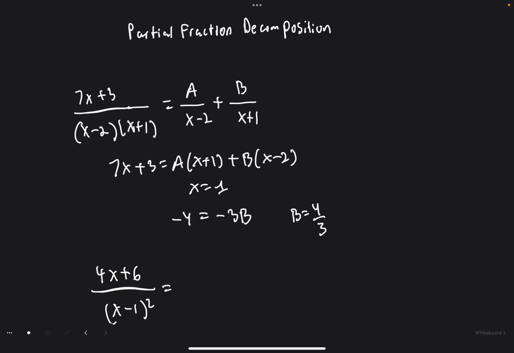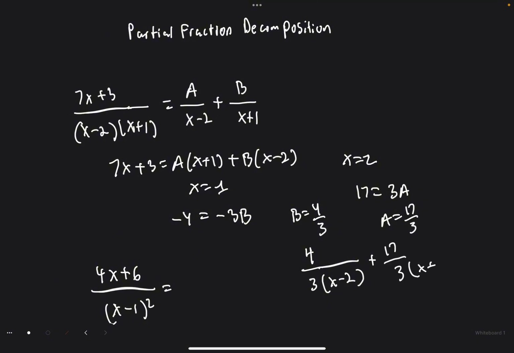So how do you find A, right? So x is equal to 2. That would get one side to 0. So that would be 17 is equal to 3A. And so A is 17 over 3. And so now you can plug it back into your little formula that you made, right? So 4 over 3 times x minus 2 plus 17 over 3 times x plus 1. So let's get to the next problem.